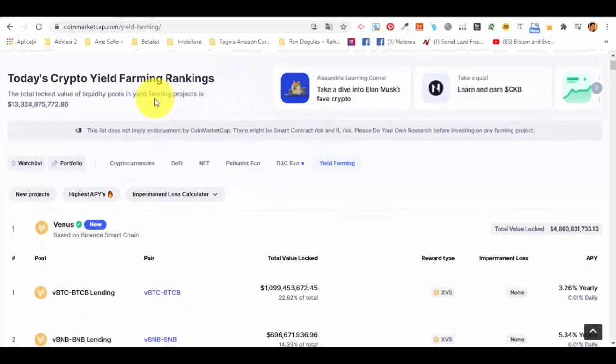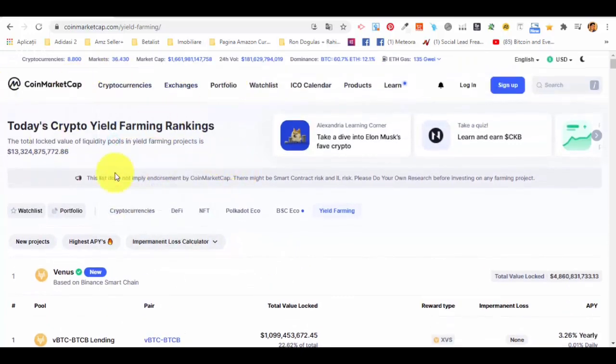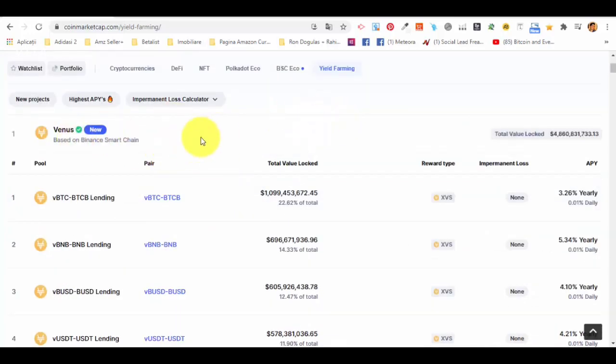Now, if we scroll down here on CoinMarketCap, we are going to see these pools for yield farming, and the first one is Venus, which is pretty new, and it's based on the Binance Smart Chain. If we scroll down, we can see the pools for yield farming, these public pools where people put together their resources. And on the right side, we can see the annual potential earnings.